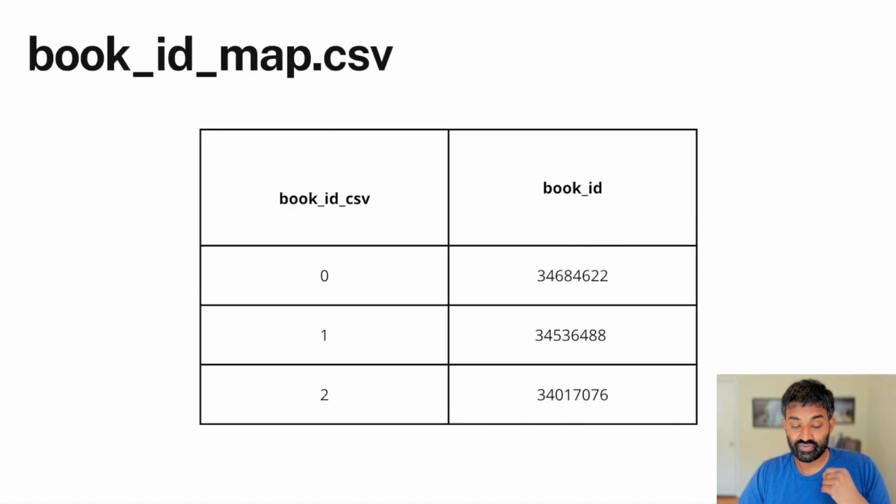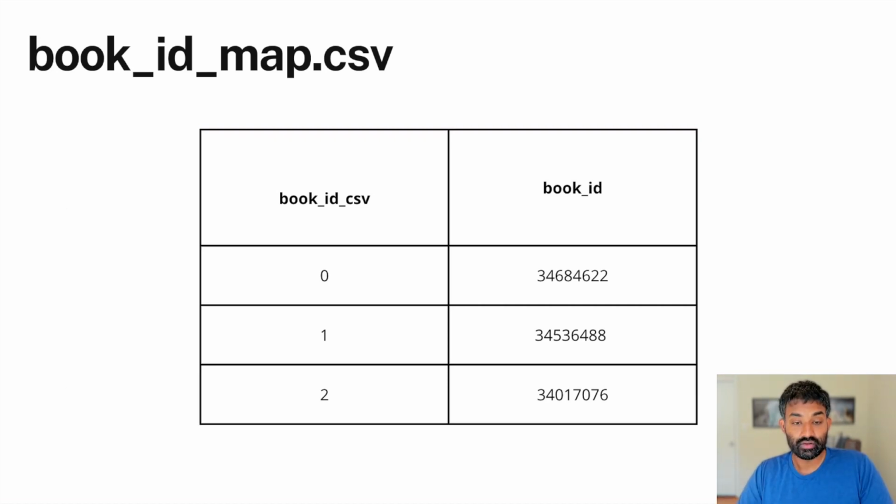Then to unite these files, we use a third file called book_id_map.csv. Basically, this file has a bunch of rows, and each row contains the ID in the Goodreads interaction CSV file, and then the corresponding ID in the book titles JSON file. So this helps us unite the two files and combine the book title data with the interaction data.